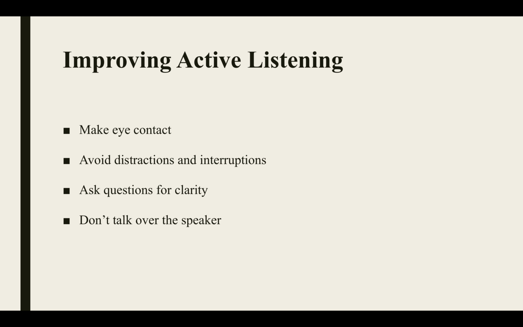So there are some ways to improve active listening. Active listening is very important, so it's good to try to work toward improving this skill. Making eye contact, avoiding distractions and interruptions, asking questions for clarity, and not talking over the speaker are all some ways to improve. These actions are all important because they show the speaker that you care about their message and that you care about trying to understand them and really know what they're trying to say.